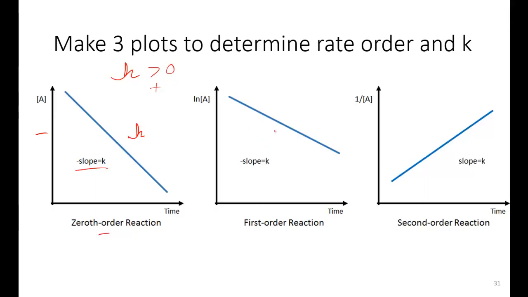Same thing with the natural log versus time. This is a first order reaction. It's the tell for first order. Again, the slope is negative, so my k is the negative of the slope. And if I have the inverse of my reactant's concentration versus time and I get a straight line, then I have a second order reaction. And because the slope is positive here, the slope is equal to k.